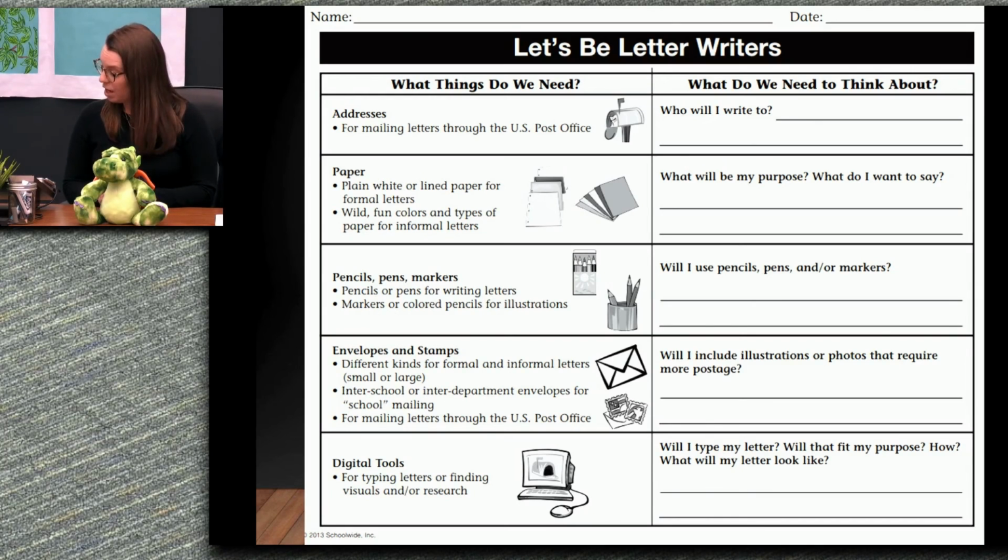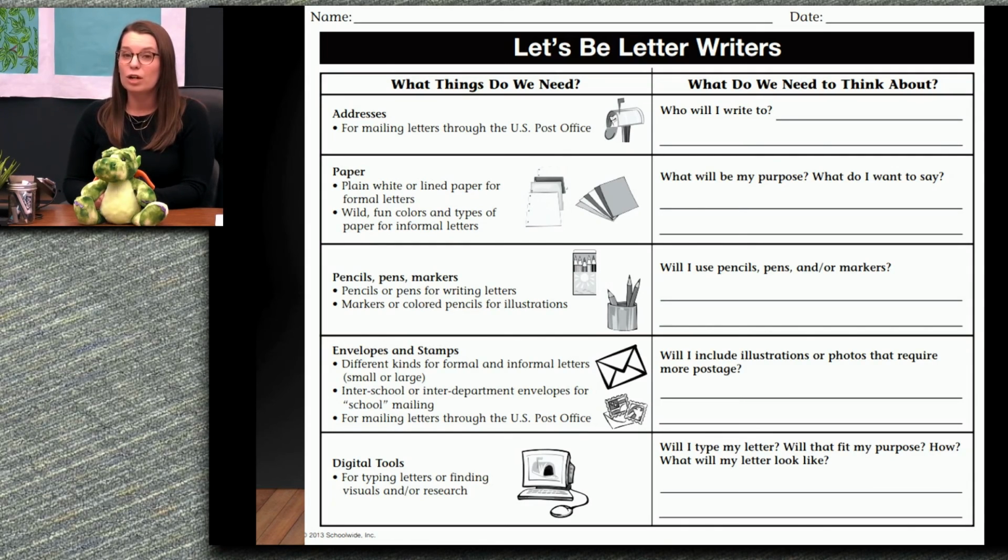Something to think about. And are you gonna type your letter? Will that fit your purpose? How are you gonna type your letter? And what will your letter look like? These are all things that you need to think about today as a letter writer. And then I want you to come up with two different purposes and two different addressees, or who you're gonna write to, and begin your draft.